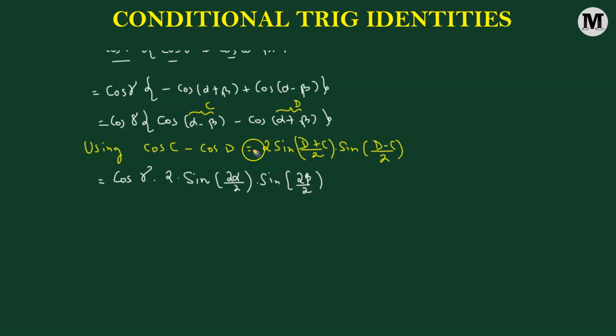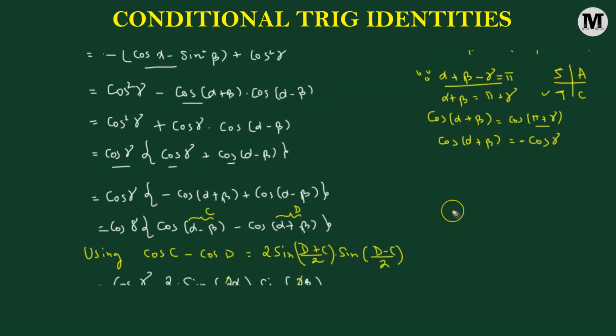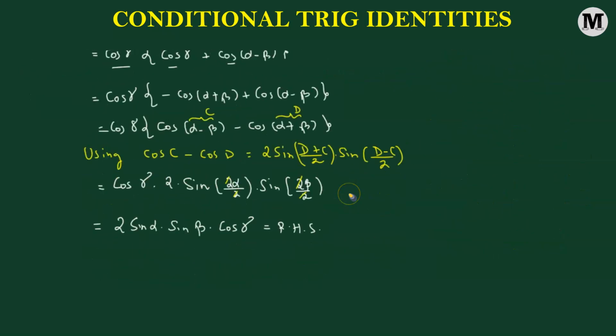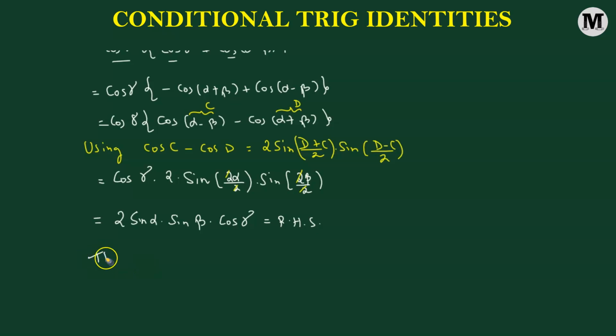Here we can immediately factor out the 2 and rewrite the expression to get 2 times sine alpha times sine beta multiplied to cosine gamma, and this is exactly the expression on the right hand side. So let's re-verify. We needed to show that the given expression on the left hand side equals 2 sine alpha sine beta times cosine gamma. That's what we have got. So we can say that the left hand side of our given trigonometric identity equals the right hand side, hence proved.